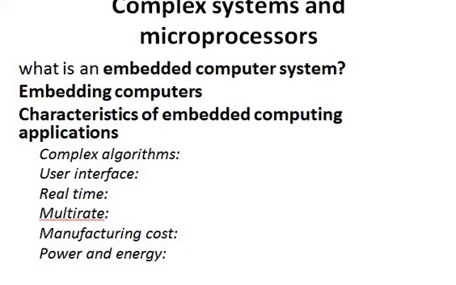Next point is the user interface. Microprocessors are frequently used to control complex user interfaces that may include multiple menus and many options. The moving map in GPS, global positioning system navigators, is a good example of a sophisticated user interface. Then the next point is real time.